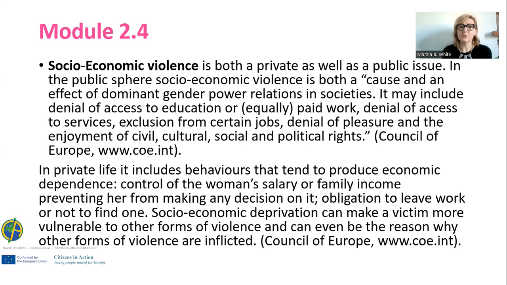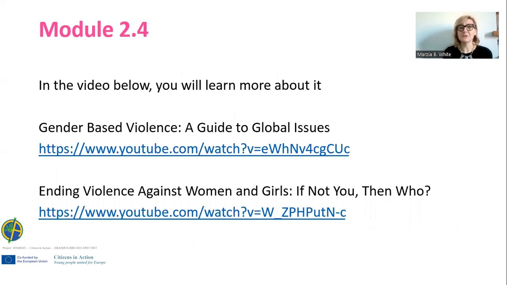In private life, it includes behaviors that tend to produce economic dependence, the control of the woman's salary or family income, preventing her from making any decision on it, and obligation to leave work or not to find one. Socioeconomic deprivation can make a victim more vulnerable to other forms of violence and can even be the reason why other forms of violence are inflicted. In the two videos below, you will learn more about the forms of violence. So let's have a look at the first one.